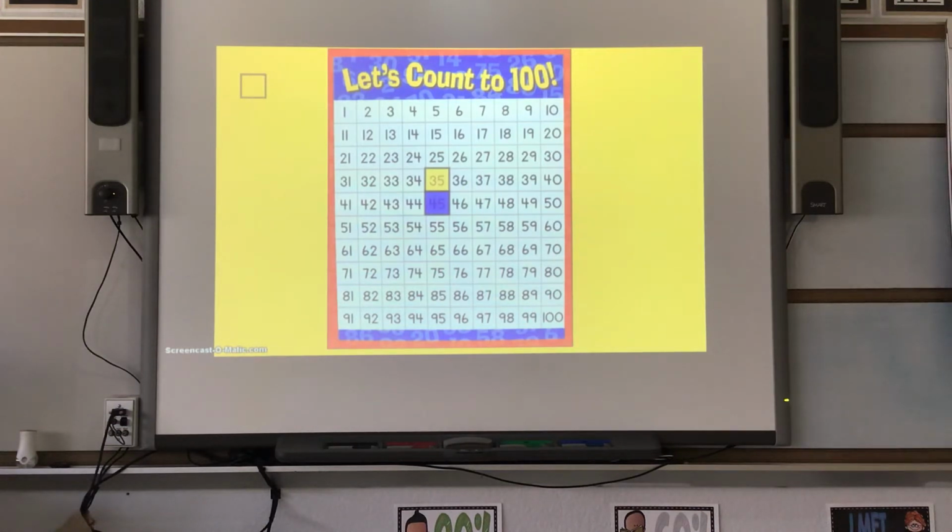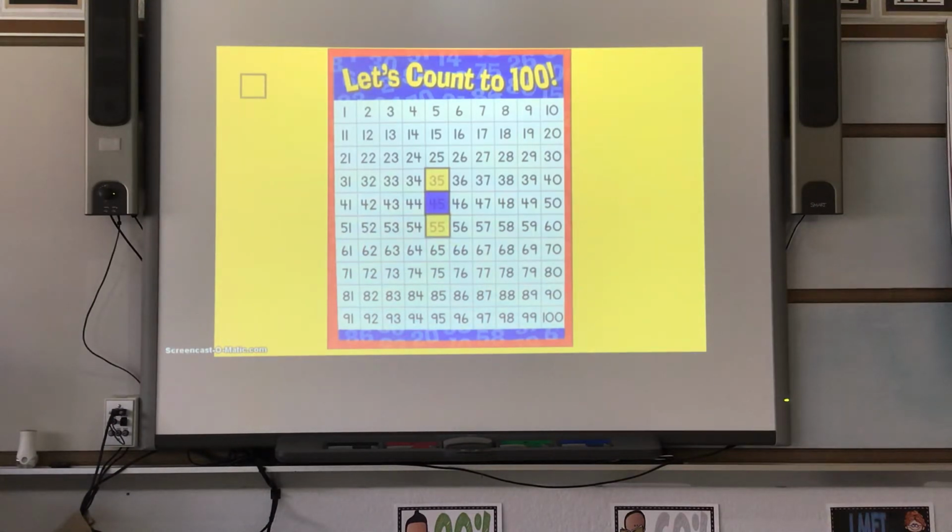If I wanted to count and find out what 10 more than 45 would be, I could use the very same process, except this time I would count forward instead of backward. Let's try that. Starting at 45, 1, 2, 3, 4, 5, 6, 7, 8, 9, 10. 10 more than 45 would be 55.